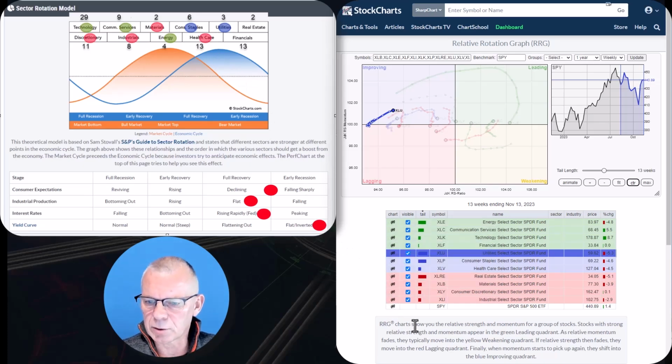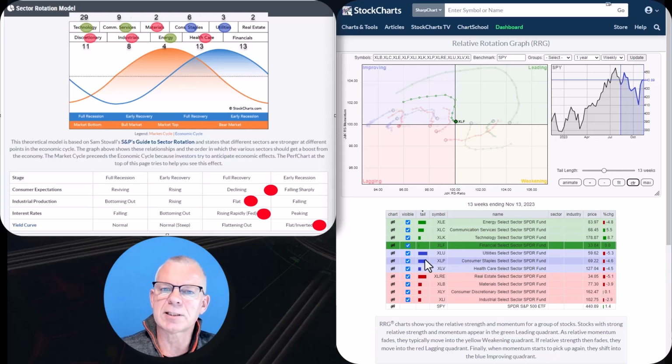And then if I go to financials, financials is kind of in the middle. It's picking up slightly, but it's kind of neutral. There's no real outperforming or underperforming trend visible. So financials is definitely a neutral reading.